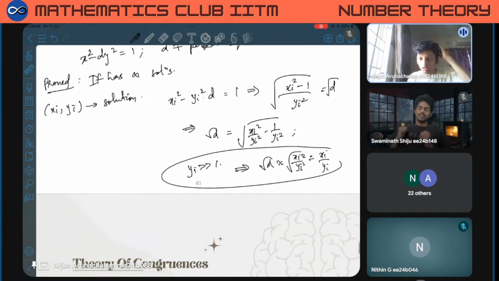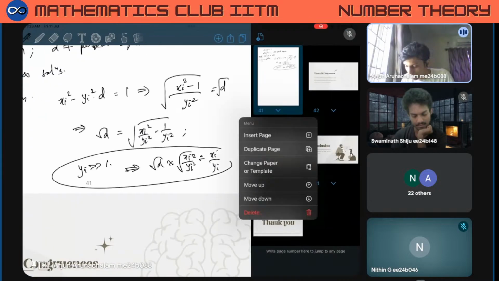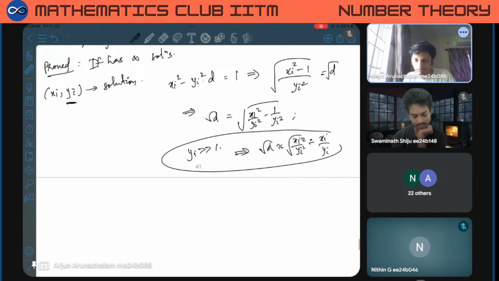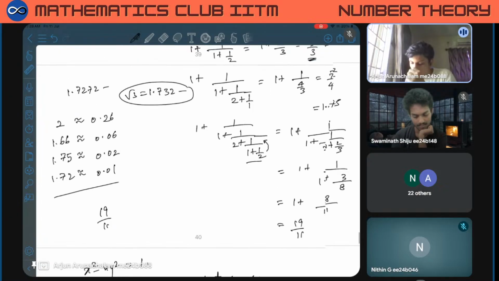So since you know that there are infinitely many solutions, there is no actually large solution. The larger the solution in terms of x and y, so the larger the y, the better the approximation is for root d, right? So let's just discuss the case of d is 3, so x square minus 3 y square is equal to 1. Let's just look at our convergents here.